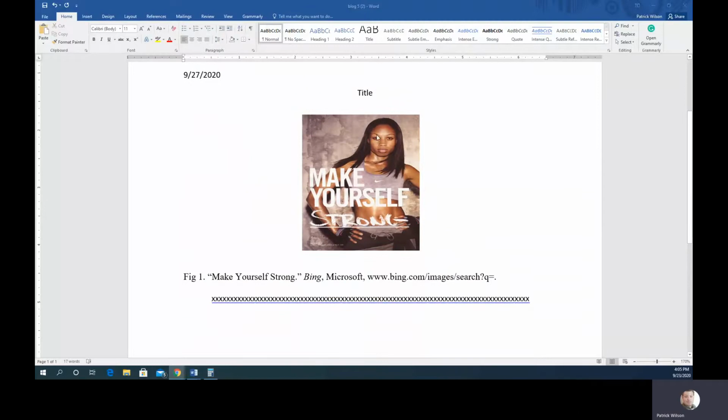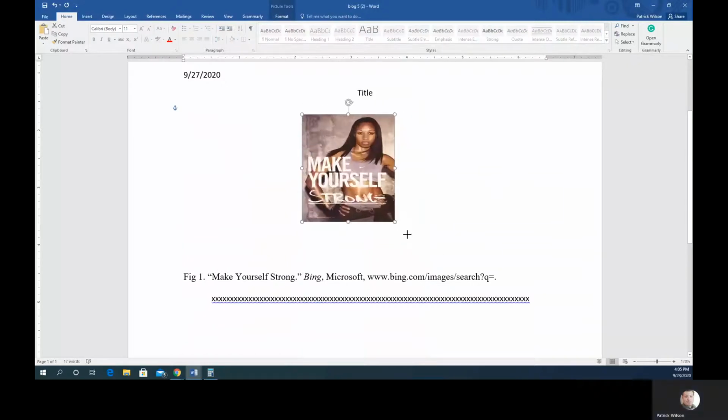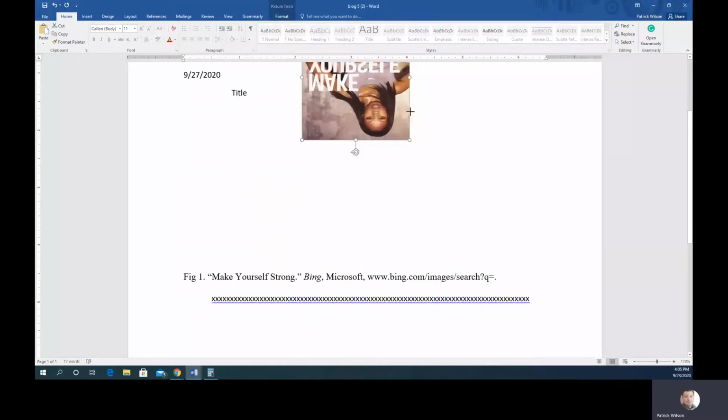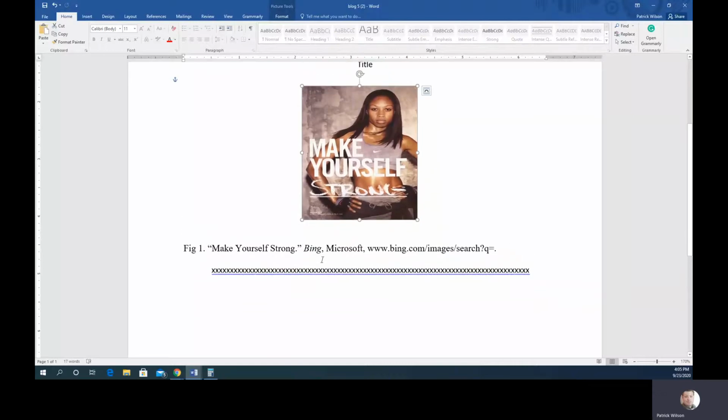But underneath your title, you're going to need your ad. You're going to have to copy and paste that ad in there. What you may have to do is you don't want to make it too small like this because I can't see it. But at the same time, you don't want to make it too big. That's going to screw up the rest of the paper. So a good medium size would be right there. But underneath, you're going to have to create this citation.